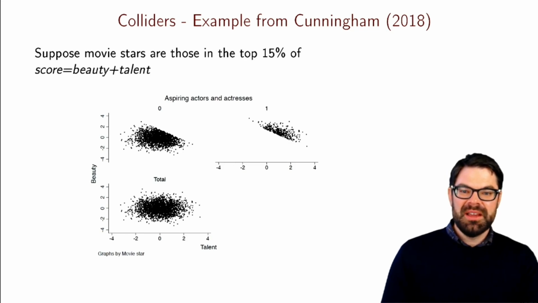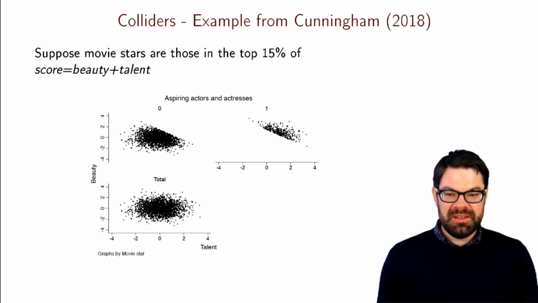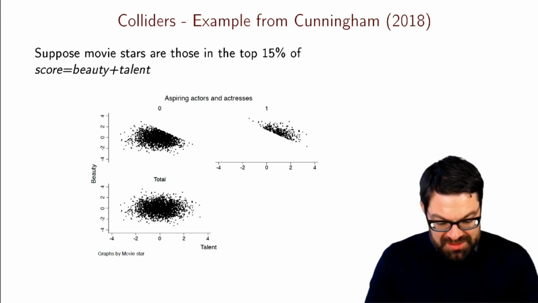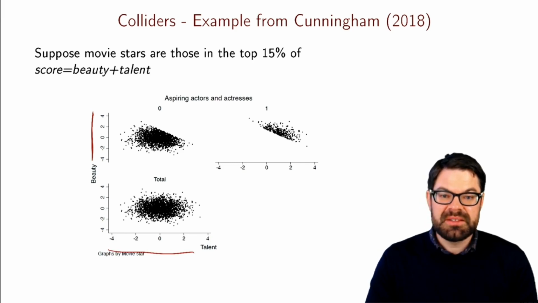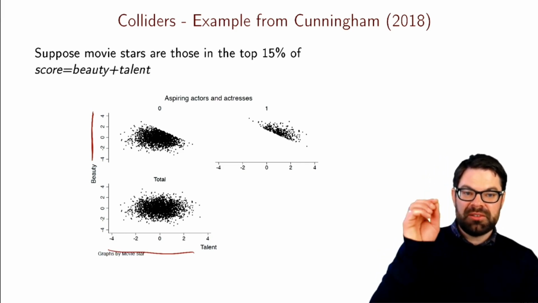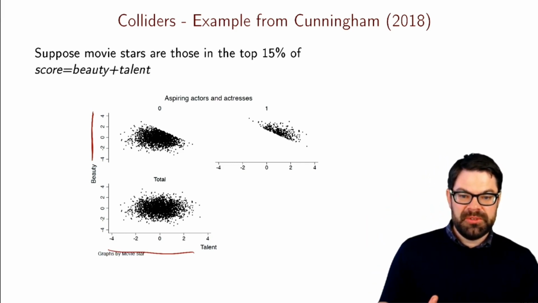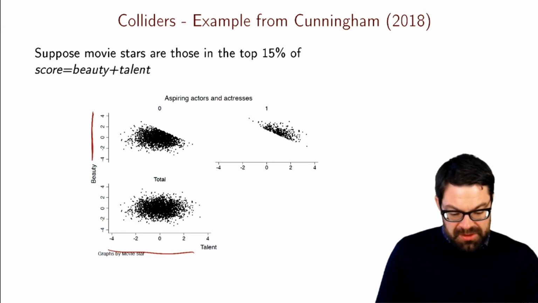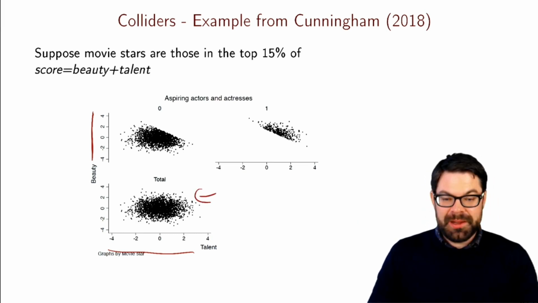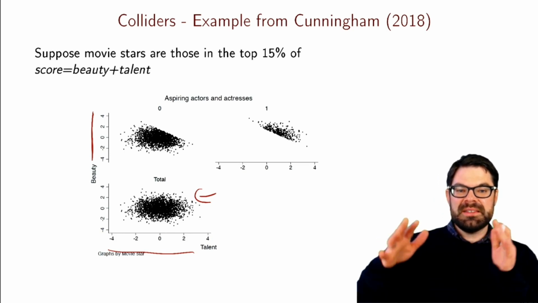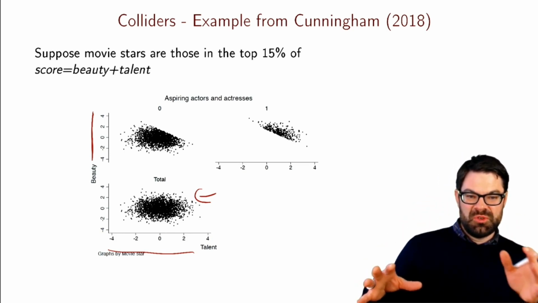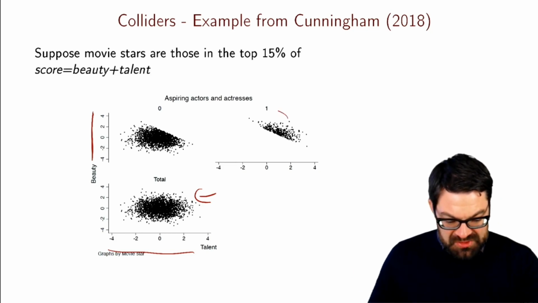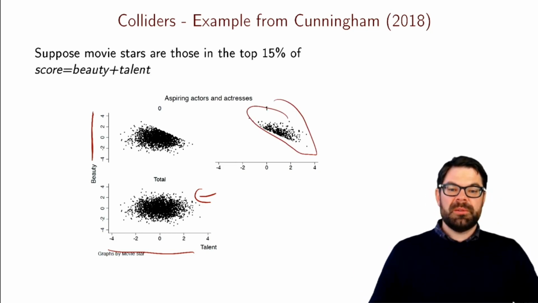The point here is that if you think here about two axes, so you have beauty here on the vertical axis and talent on the horizontal axis, given that rule, in that case the top 15%, we would have, first of all, the total population here, but when we slice them into those who become movie stars and those who don't, well, if the top 15% are becoming movie stars, then we're here.